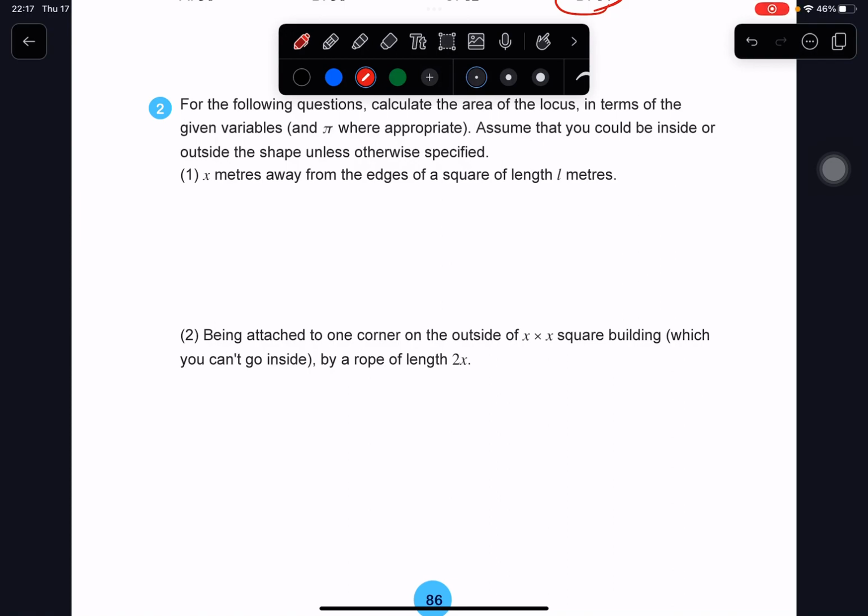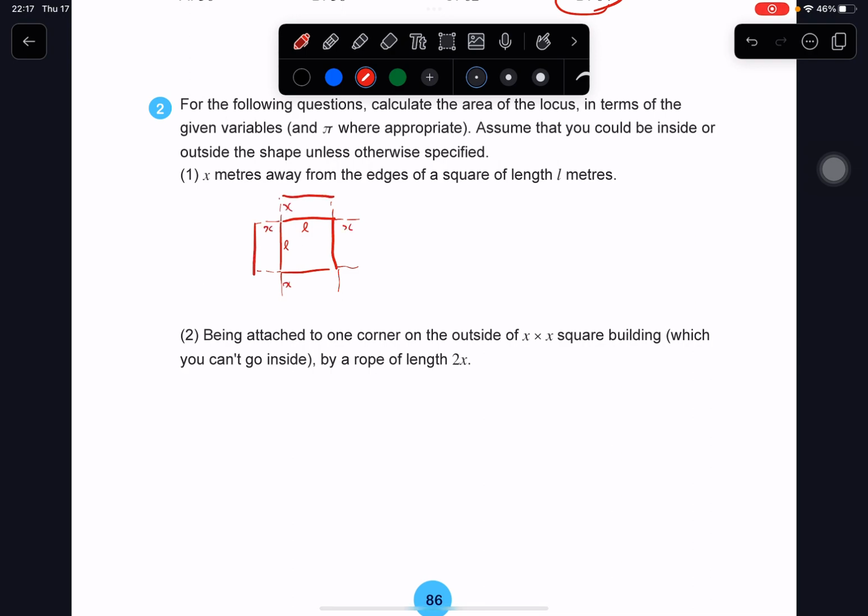For extensive challenges question 2, you can see that the first question is saying that I want a locus area that is x meters away from the edges of a square of length L meters. So if I have a square like that, length L meters, the x away can be expressed like that. So let's say these are all x in length.